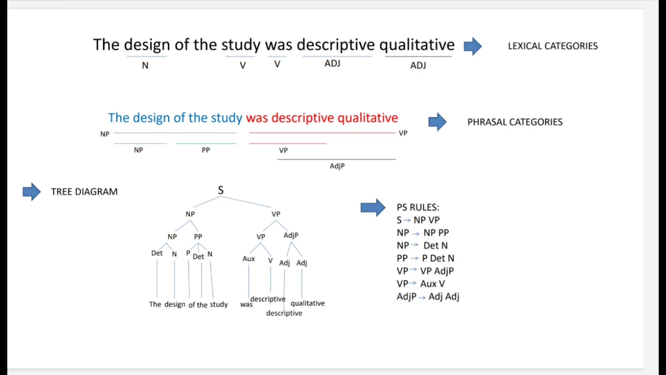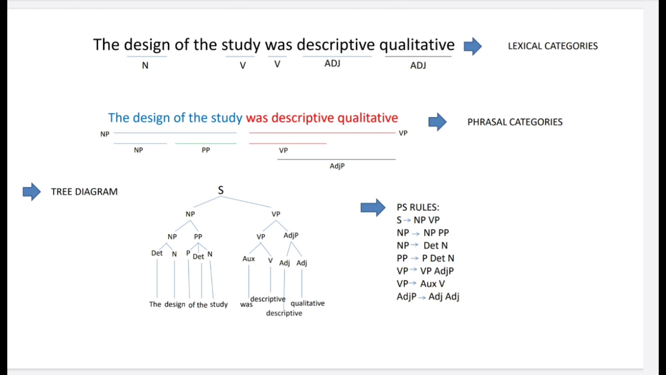So the function of the tree diagram, PS rules, phrasal categories, and lexical categories is to know the structure of the sentence. So now we know the structure of the sentence: the design of the study was descriptive qualitative. We know the structure of the sentence, that in the lexical categories there is a noun. So what is the noun? It is design. We know the position and the function of this word. So now about phrasal categories, we know where the noun phrase is, where the verb phrase is, and in the verb phrase there is a structure again.